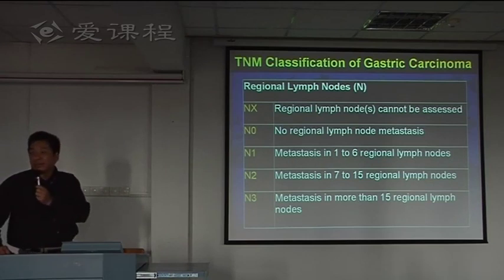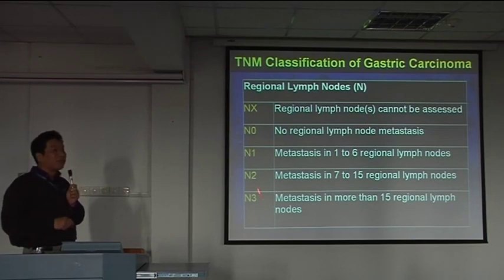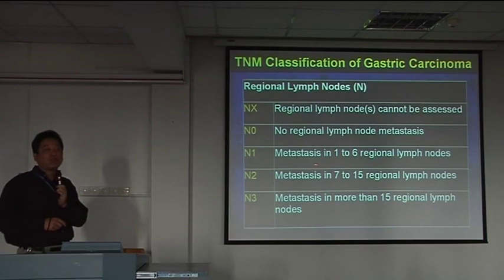However, in Japan, the N classification is according to the location of the lymph node. However, we use this classification. This is better than the Japanese classification and can predict the prognosis of the patients.